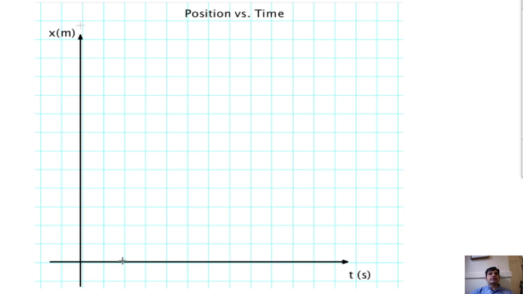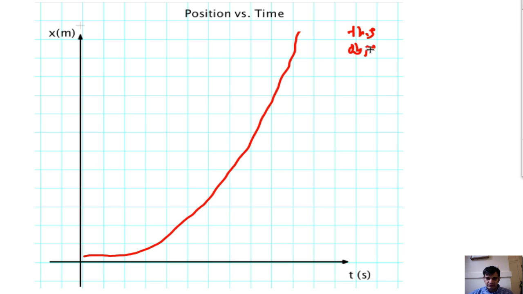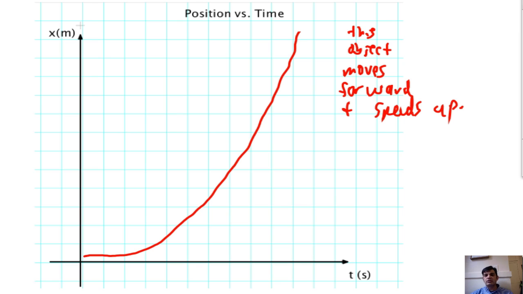If you remember way back, I think it was in learning packet number 2, if you look in the lab section, for the second part, we had a graph of motion that looks like this. And almost everybody was able to look at this and say, okay, if this is position versus time, people concluded that this object moves forward and speeds up. And the question is, of course, how can we say that? Well, we're going to look at this from a little bit of a different perspective.